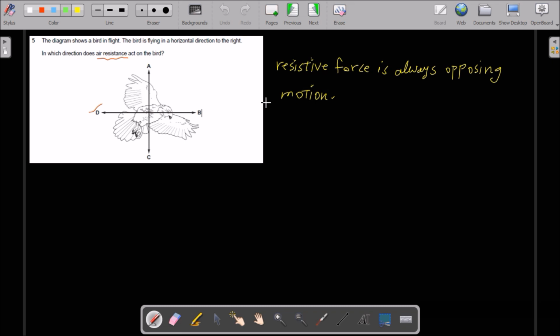Question number 5. We know that resistive force is always opposing motion. That's why if the bird is moving towards B, D will be the resistive force direction. That's why D is right.